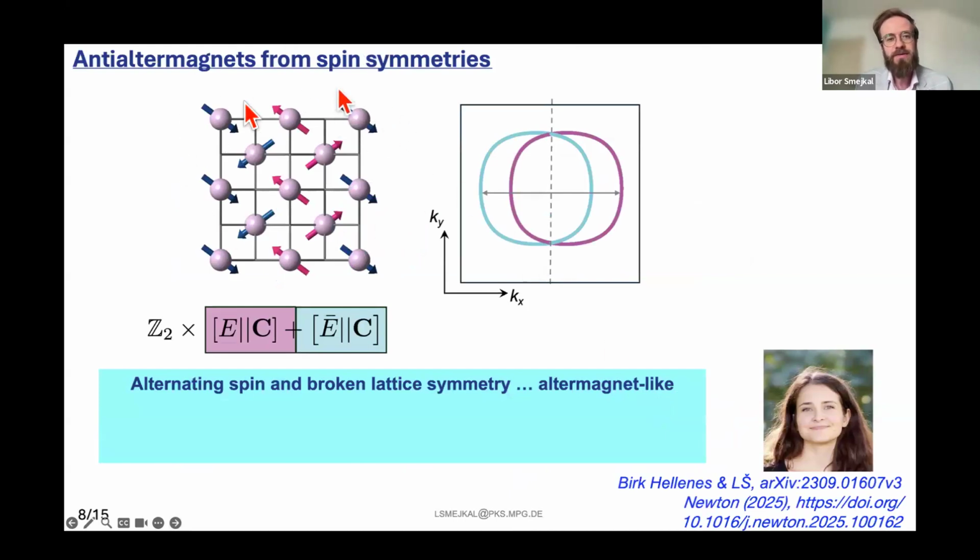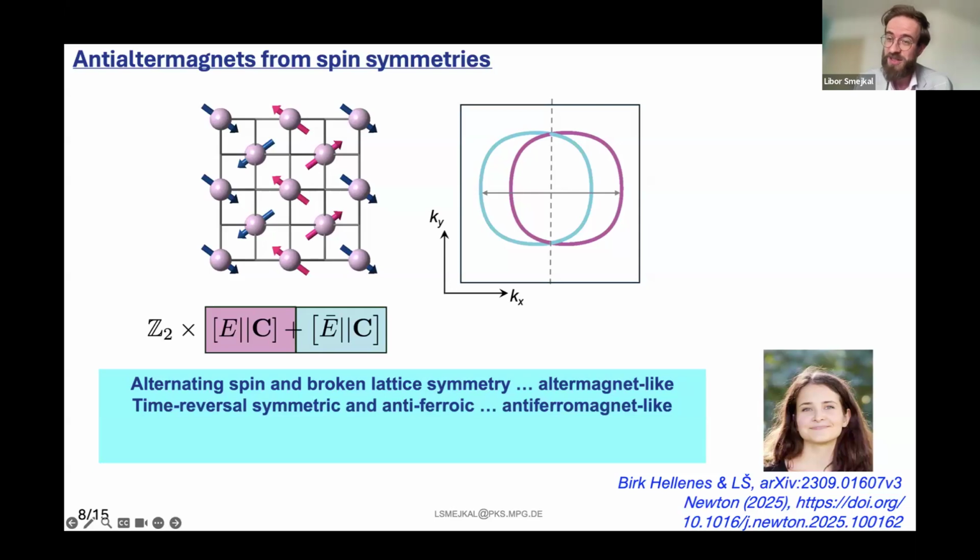So here I have an example of a realistic material, cerium nickel arsenic oxide. I would like to emphasize that now, in the ordering in momentum space, we again break lattice symmetries and we have alternating spin. That means we have a situation like in an altermagnet. However, at the same time, you see that for opposite wave vectors we have opposite spins. So that's very weird, yeah? That's magnetic order which is time reversal symmetric.